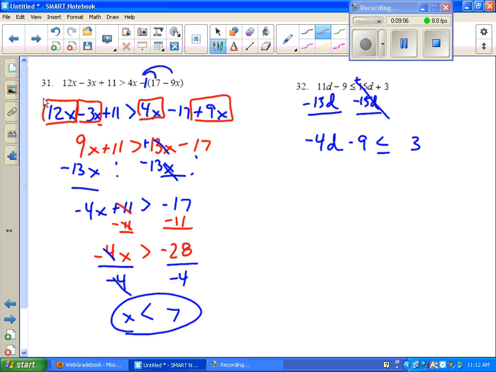Get rid of your minus 9 by adding 9. If you add it on the left, add 9 on the right. What you're left with on the left is negative 4D. All you did was add, so keep it as less than or equal to. 3 plus 9 is 12.